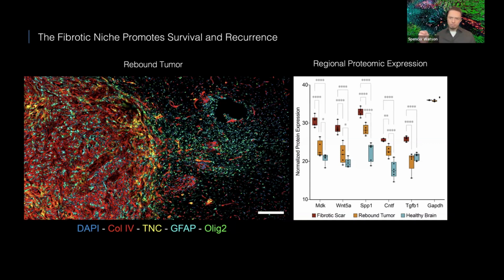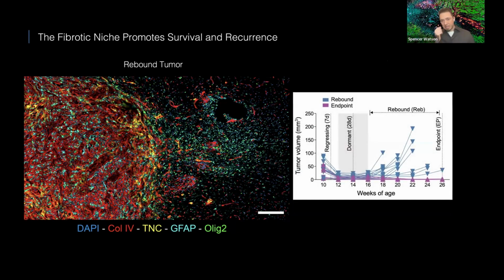So using some of the regional proteomic data for the scar versus adjacent rebound tumor, or scar versus adjacent healthy brain, we can see that the fibrotic scar is highly expressing a range of different mitogenic paracrine growth factors that can essentially, once cells are in this environment, they've regained proliferative capacity, they're just awash in wound healing growth factors that can cause really dramatic growth.